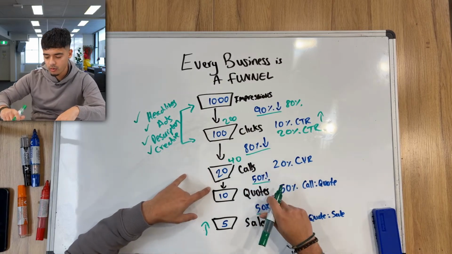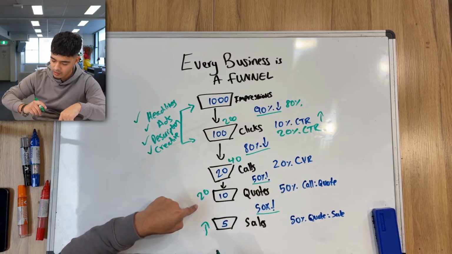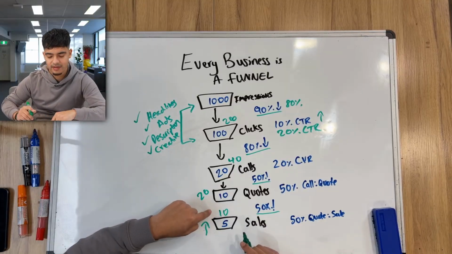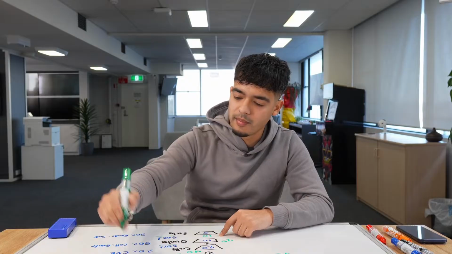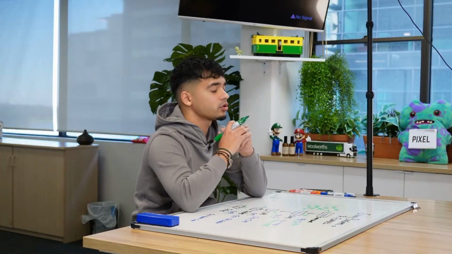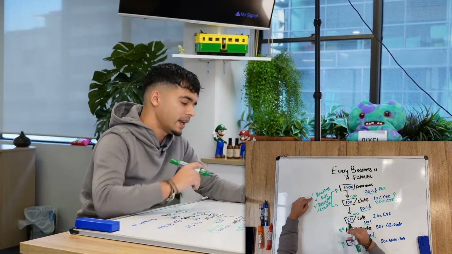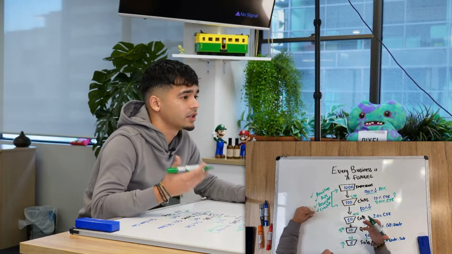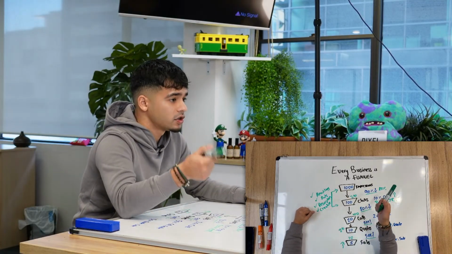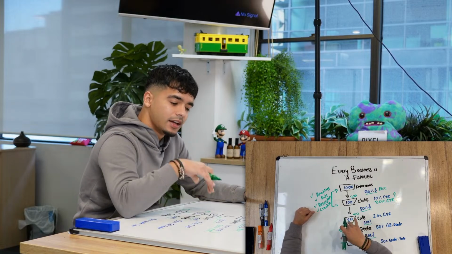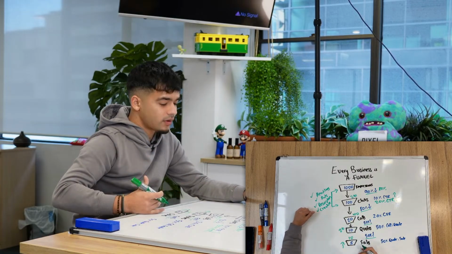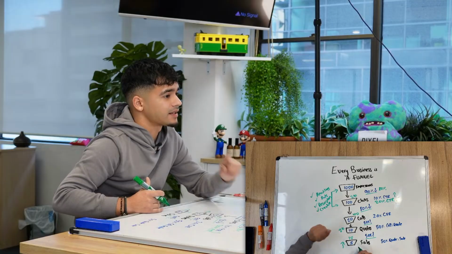Same call to quote ratio, 50%, that means you now have 20 quotes. That means you now should have 10 sales. So you've actually doubled your business just by doubling your impression to click rate, which means your click-through rate has gone higher on your ads. So by not changing your landing page, not by changing your sales process, by only changing your click-through rate or improving your headlines, your ads, your descriptions, your ad creative, and getting more people to click onto your ads, actually means that you are now generating double the sales at the bottom. That's the first thing we can fix.